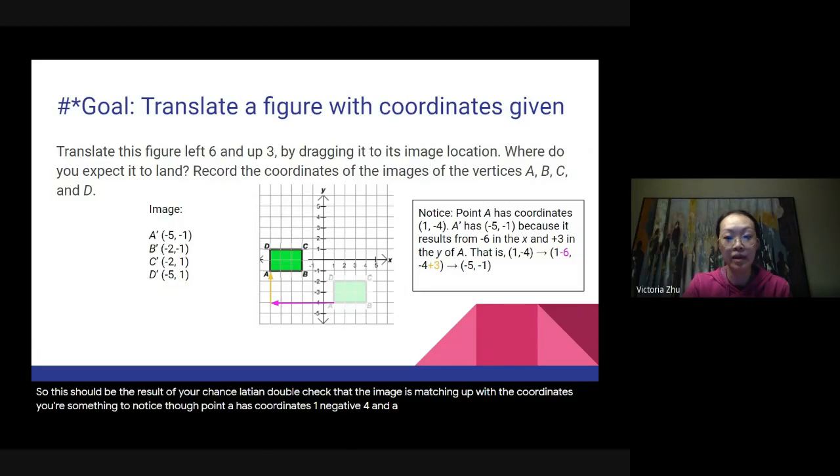And A prime has -5, -1, because it results from subtracting 6 in the x and adding 3 in the y of the A coordinates. So we take 1, -4, and we take -6 to the 1 and +3 to the -4, because that's how we are translating it. And we will get -5, -1. So this is a good way to check our work.